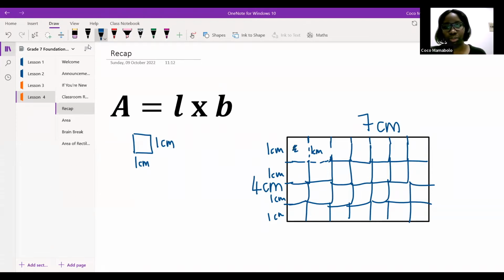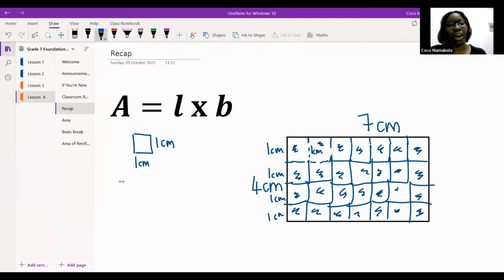Let's see, let me count. 1, 2, 3, 4, 5, 6, 7, 8, 9, 10, 11, 12, 13, 14, 15, 16, 17, 18, 19, 20, 21, 22, 23, 24, 25, 26, 27, 28 of them. Good. So now I know that I have 28 1 centimeter by 1 centimeter squares.